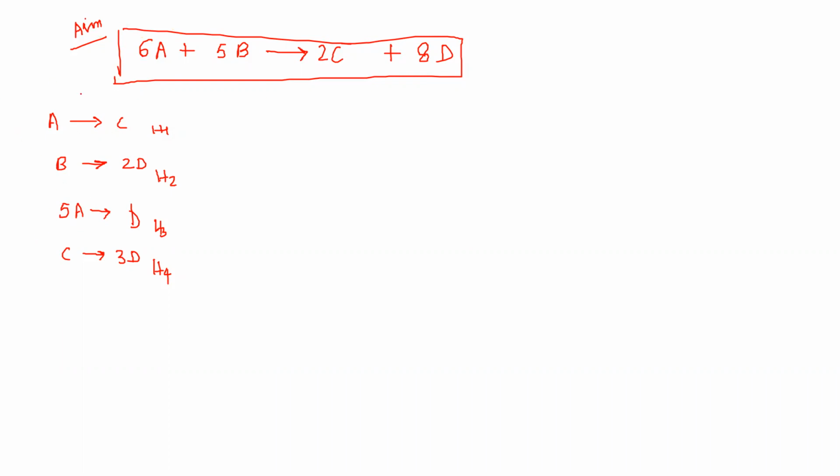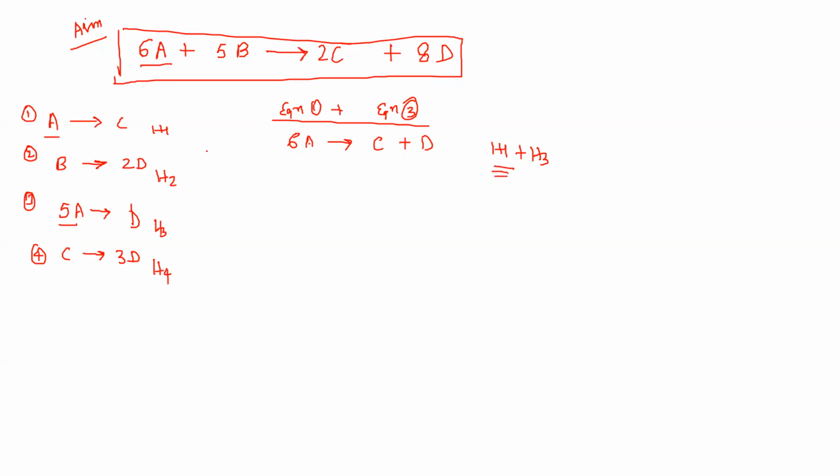So if you see, we need 6A over here, and 6A can be obtained by adding equation number 3 and equation number 1. If we simply add equation number 3 and equation number 1, we'll get 6A gives C plus D, and the heat of the equation is going to be H1 plus H3, because whatever we are doing, we do the same thing with the heat of the reactions, right? So this is the heat of the reaction.